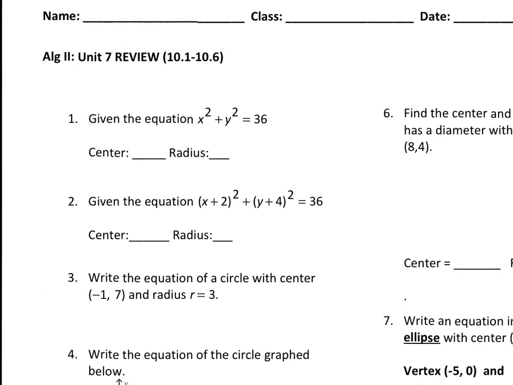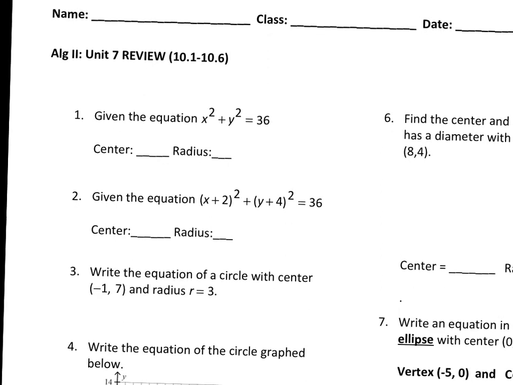So the first equation is a circle. The center is whatever is subtracted from the x and whatever is subtracted from the y. Since there are no numbers, the center is 0, 0. The radius is the square root of that number. So the square root of 36 is 6.